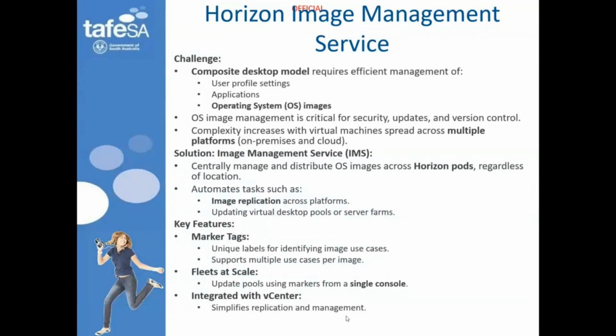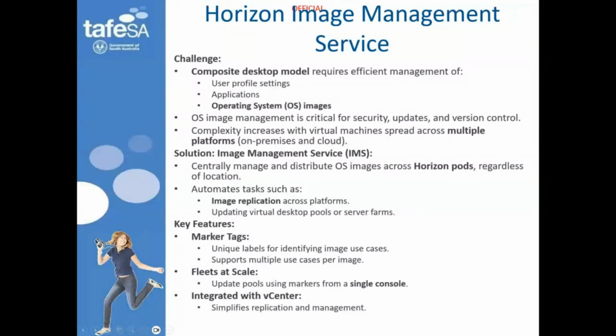So that's the golden master image that we're talking about. Obviously, we create it once, but then it gets out of date really fast, doesn't it? Because it's static at that point in time. So complexity increases with virtual machines spread across multiple platforms when you have a hybrid. So you might have some on-premise, some in the cloud, but we already talked about that. The solution is the Image Management Services, which centrally manages and distributes the OS images across Horizon pods. The pod might be on-premise, the pod might be in the cloud, it just centrally manages it. It automates tasks such as image replication.